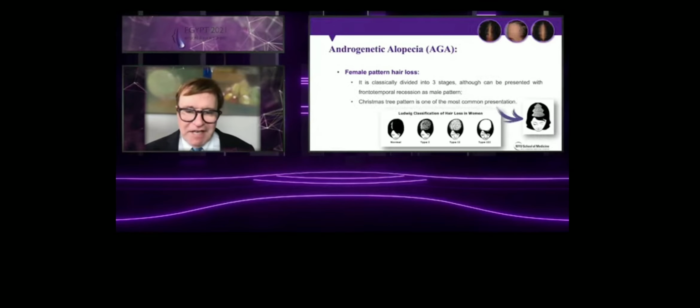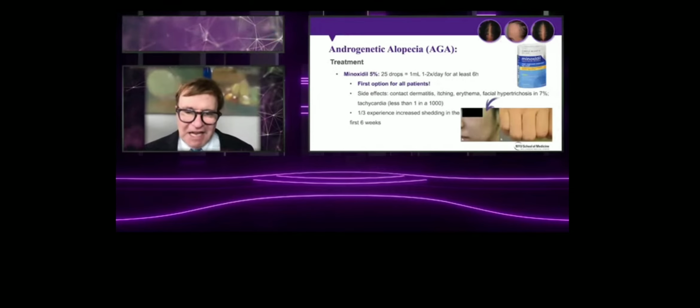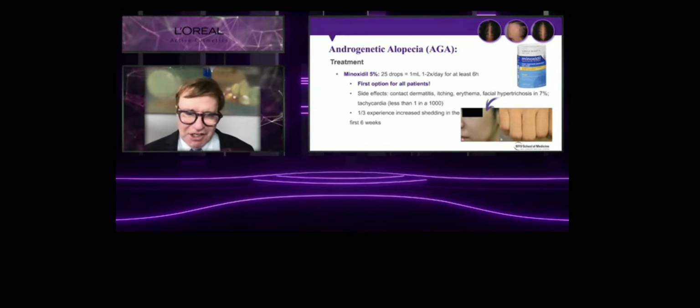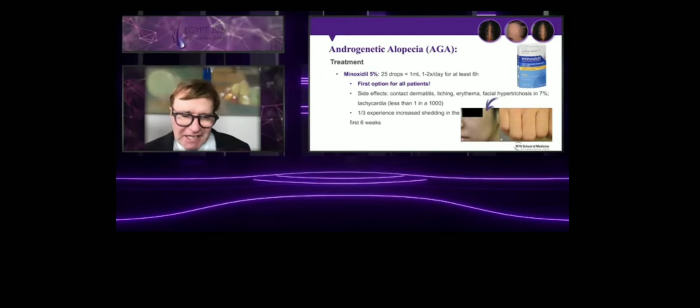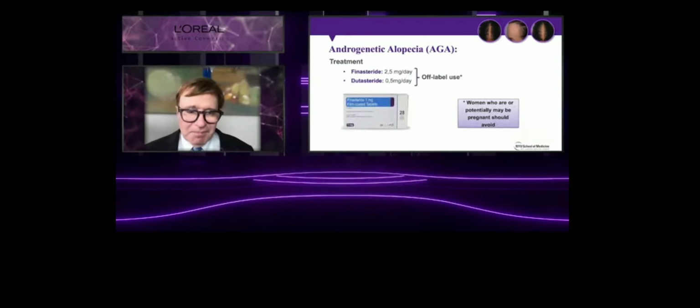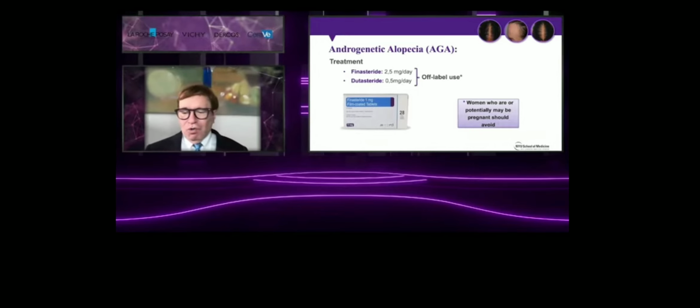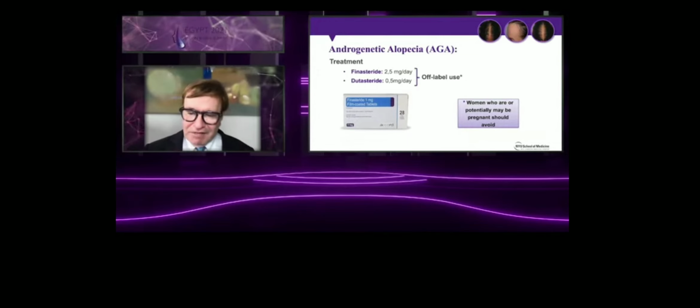Now, we already talked about the patterns of female pattern hair loss and the blood tests that we do. What are the treatments? Minoxidil, we're all familiar with that. However, people can get hypertrichosis, itching, contact dermatitis, and you may experience increased shedding in the first 6 weeks. What about finasteride and dutasteride? Off-label use. We don't use it in women who are pregnant, and if they're potentially pregnant, we have to be very careful if we're using these.